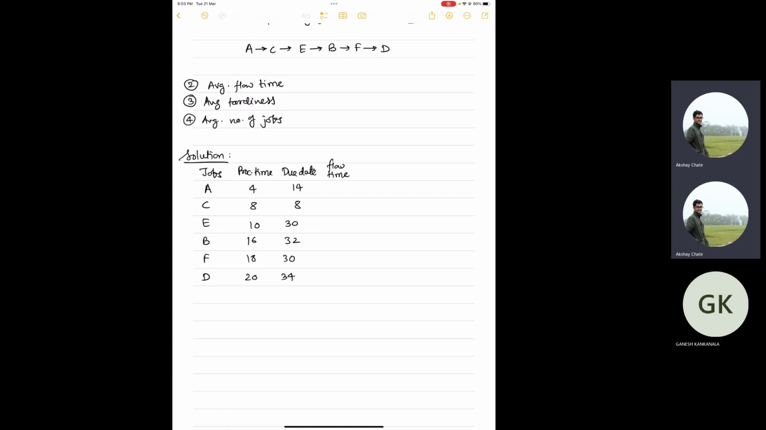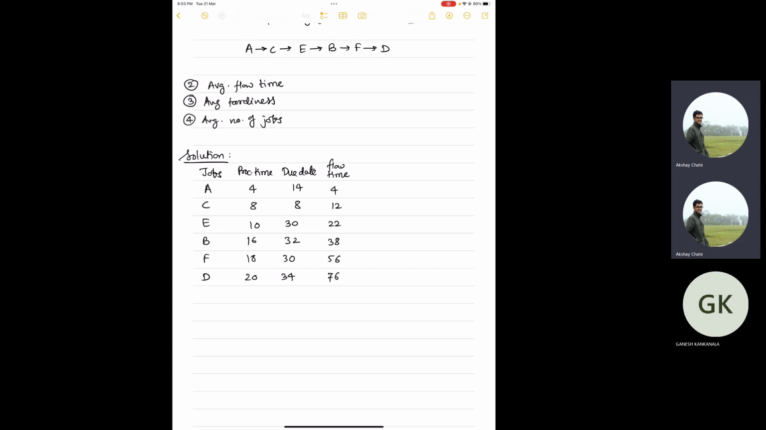So you are starting with A, so you'll need 4 days to finish it. Then for C, the total waiting time in the system, or flow time or completion time, is 4 plus 8, because 4 days are gone for A, then 8 days for C, so total will be 12. Till E it will be 22. Here it will become 38. Here it will become 56, and here it will become 76.